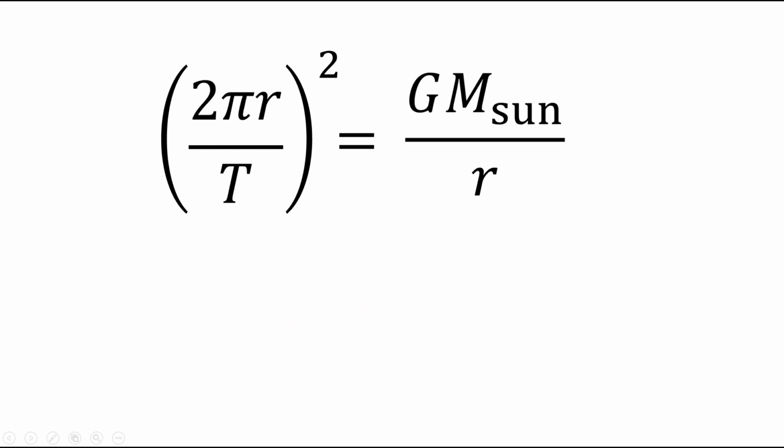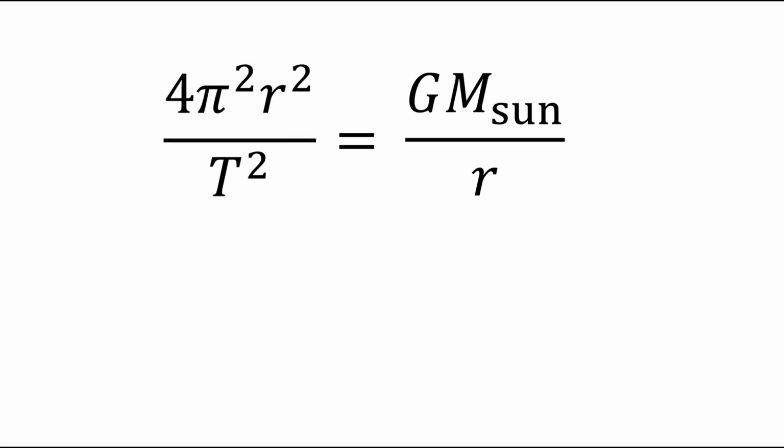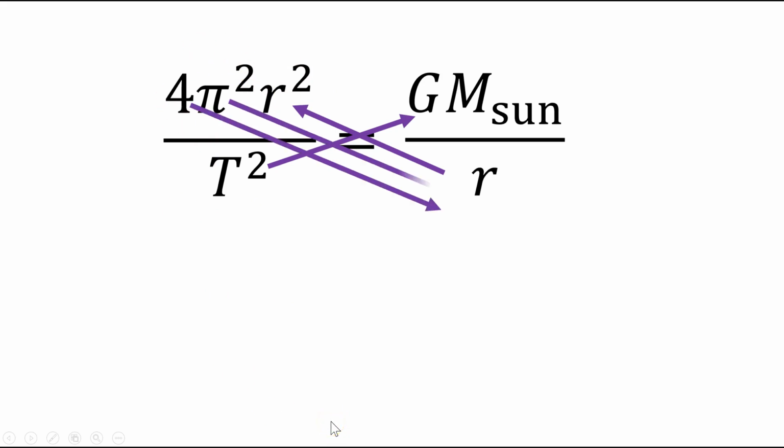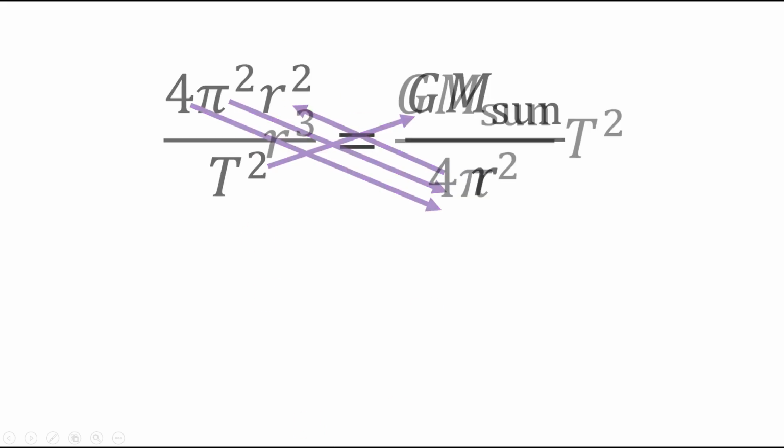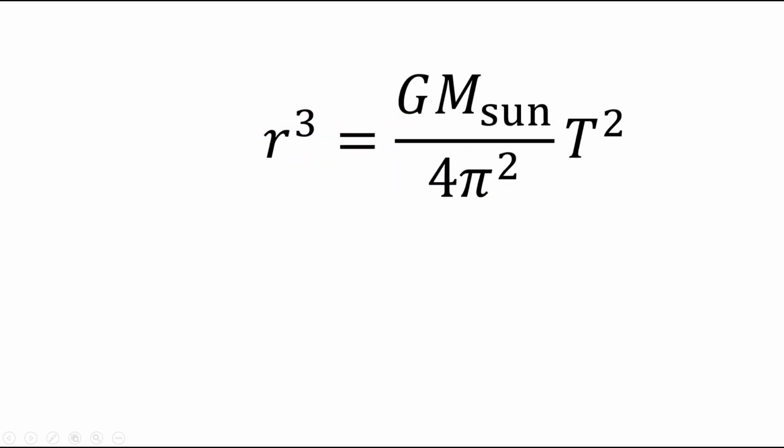Okay, now let's check your algebra. You distributed the squaring to everything in parentheses. That gave us 4 pi squared r squared over t squared. And then you moved the r to this side, which is going to make r cubed. You moved the t squared to the numerator, multiplying both sides by t squared to get rid of it, away from the r squared. And then to get rid of the 4 pi squared, you divided both sides by each of those things. When we put all this together, this is what we get.